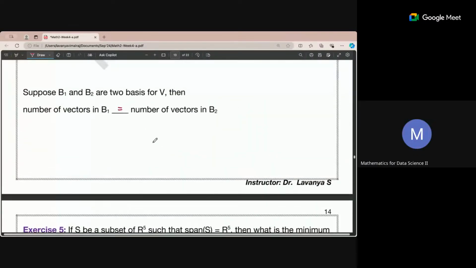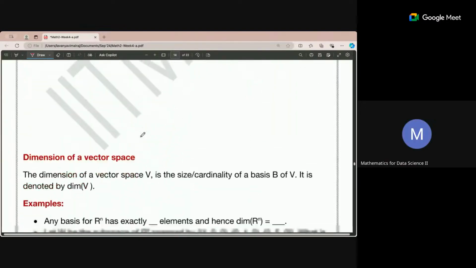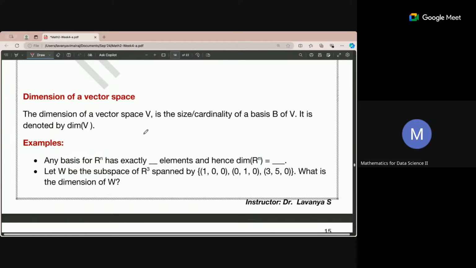Could you show the first exercise? You mean the very first one, or the first option of this? No, the very first exercise. Okay, before that, let me tell you what dimension is, and then I can formally wind up and you can ask your doubts. The dimension of a vector space is nothing but the size or cardinality of a basis B of V. So the number of elements in your basis is called the dimension. Any basis for Rn has how many elements? N elements. Dimension of Rn? N, and N only.